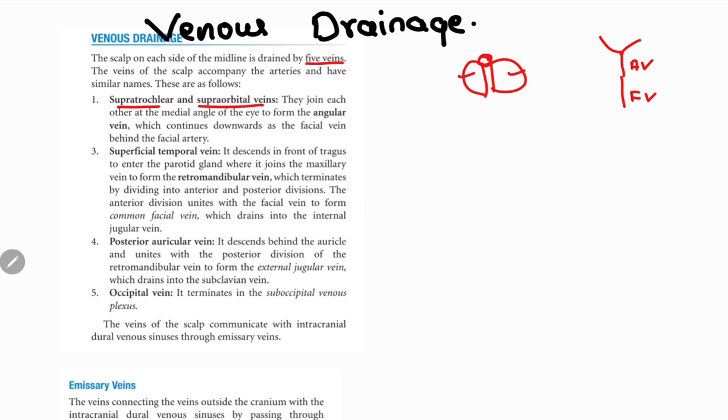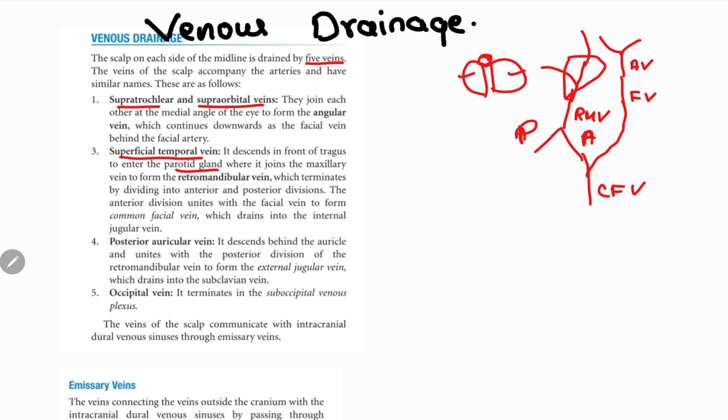behind the facial artery. Superficial temporal vein descends in front of the tragus to enter the parotid gland, where it joins the maxillary vein to become the retromandibular vein, which terminates by dividing into anterior and posterior divisions. The anterior division unites with the facial vein to form the common facial vein, which drains into the internal jugular vein.